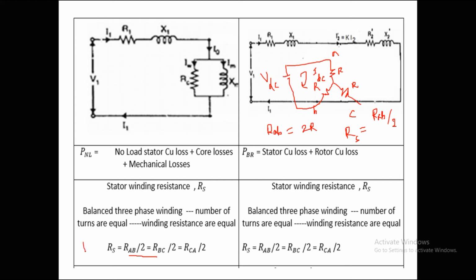So RS is nothing but a DC resistance, because due to a DC supply we are getting this DC resistance, right? So we have to obtain the effective AC resistance. The formula is RAC equal to 1.6 times RDC.